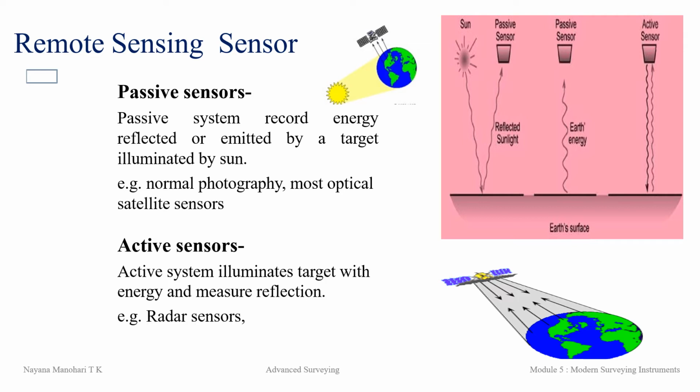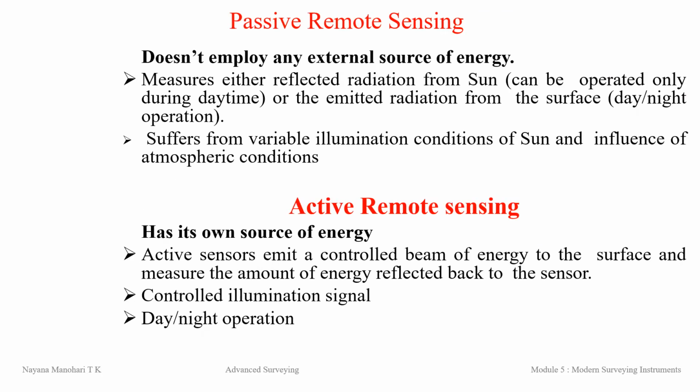You can observe here, this is the passive sensor. Observe here, it gets reflected. And the active sensor, that is the earth surface. In the passive sensor, reflection will be there. Here in the active sensor, see here, reflected sunlight. There are two types of remote sensing. The first one is passive remote sensing. The second one is active remote sensing.